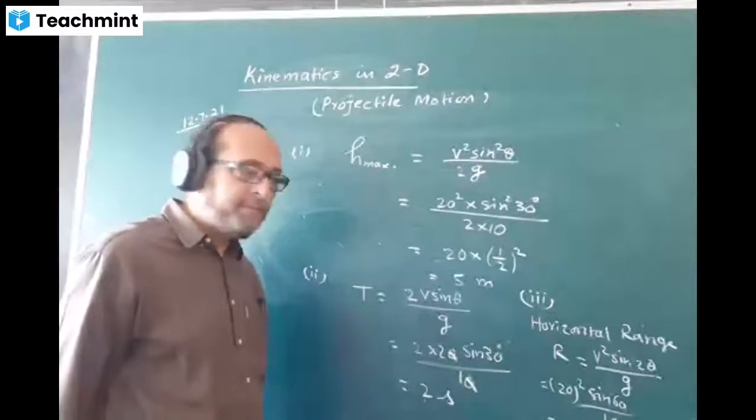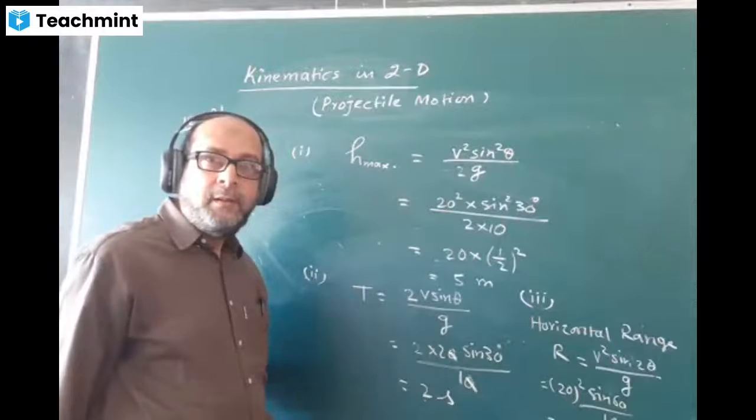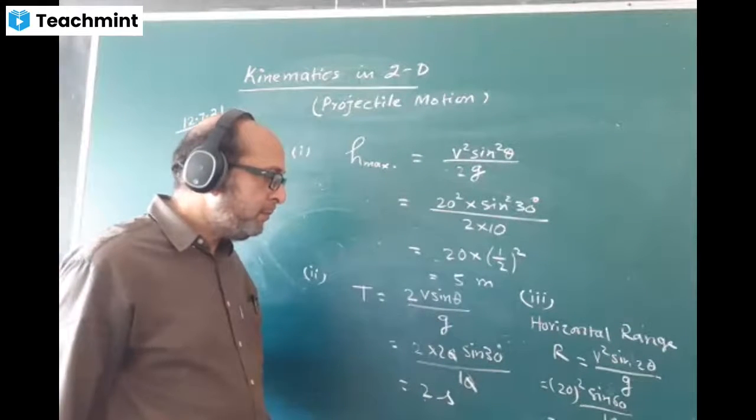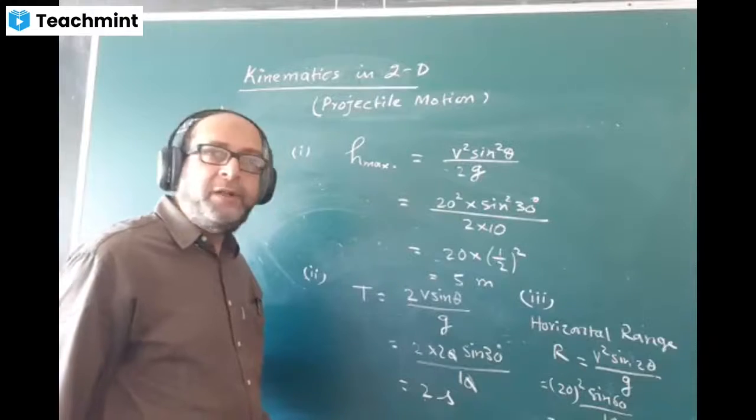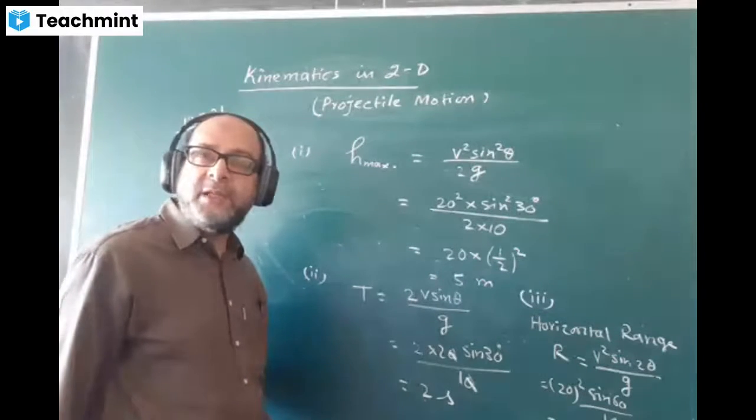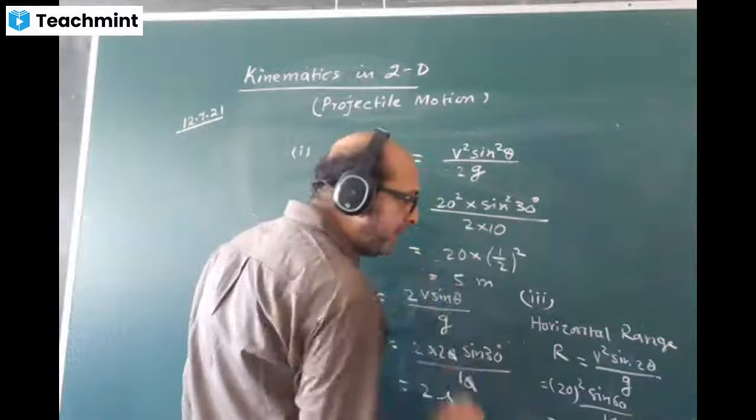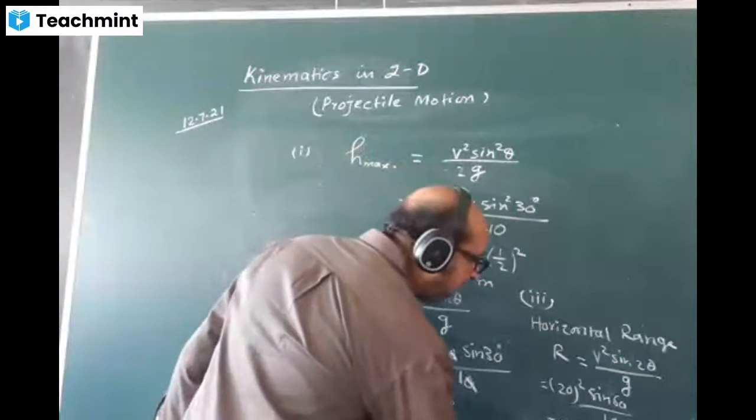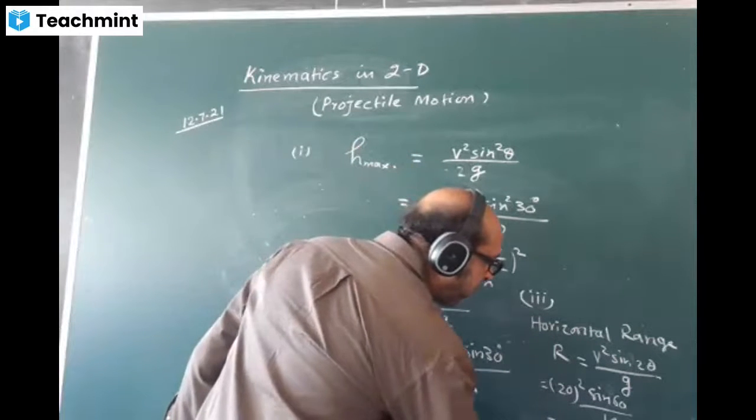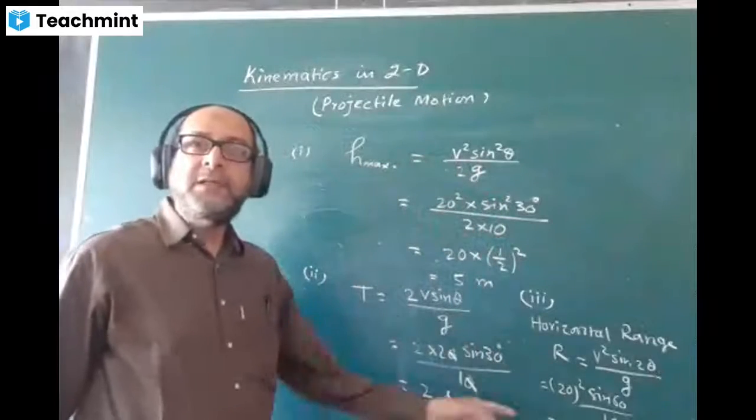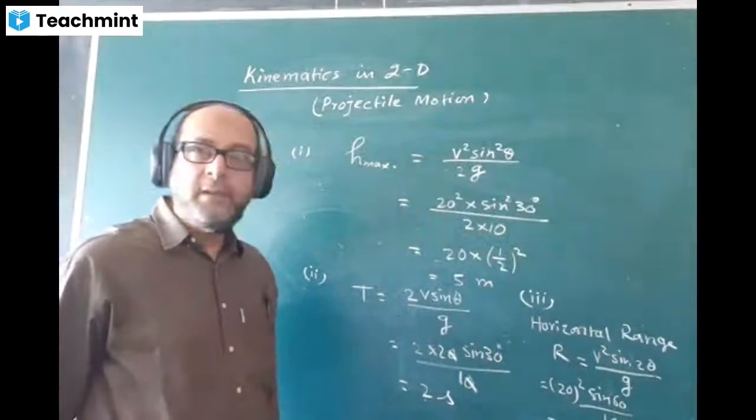What is the answer here? 20√3, that means 34.64. Yes, please tell me the answer. 34.64 meters. So this is the value of the horizontal range.